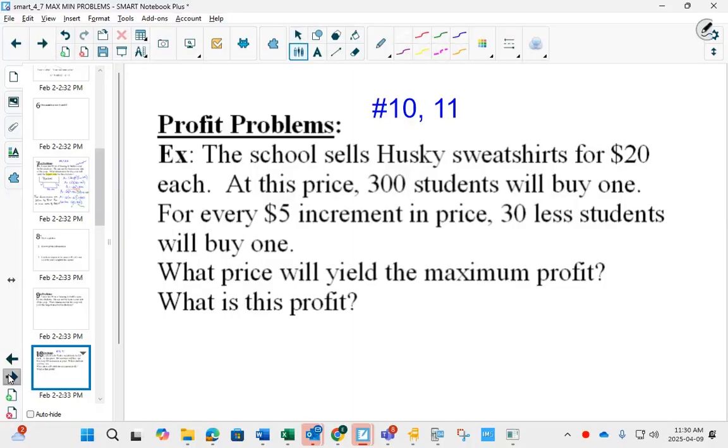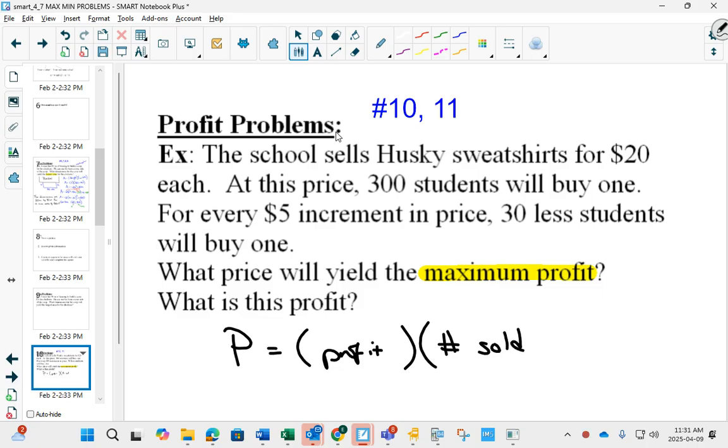They want to find a maximum profit. Well, how do we calculate profit? Because we want a maximum profit, we're going to need to make an equation that's profit equals. Well, we could look at the profit from one shirt and then multiply that by the number sold. If they sell them at $20, that they profit $20, they'll sell 300. Their total profit would be $6,000.